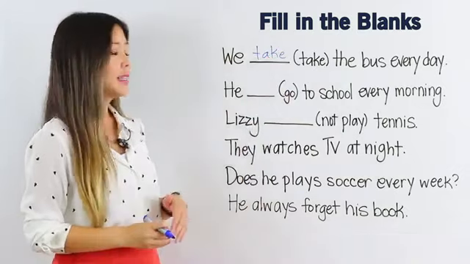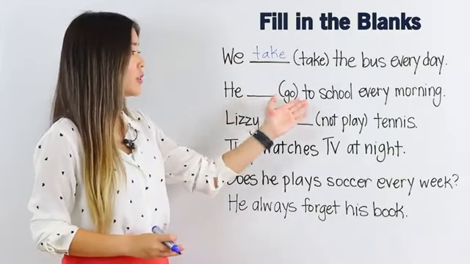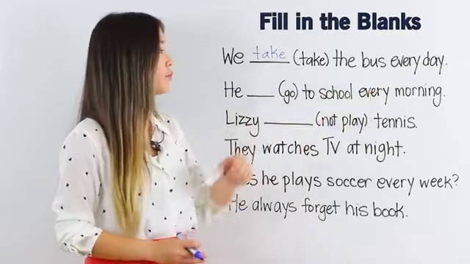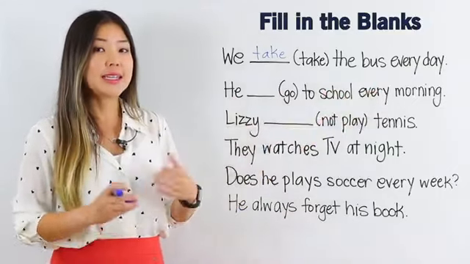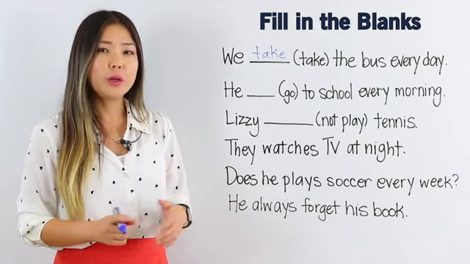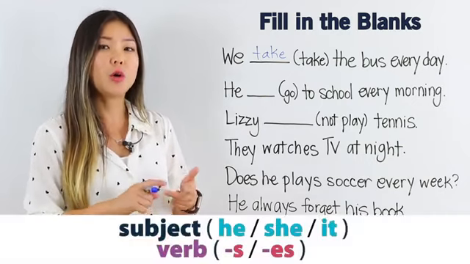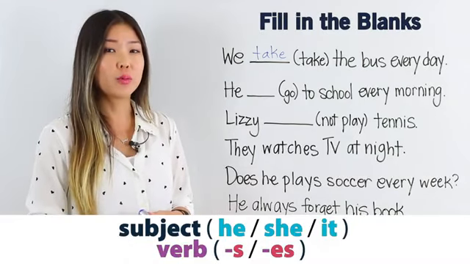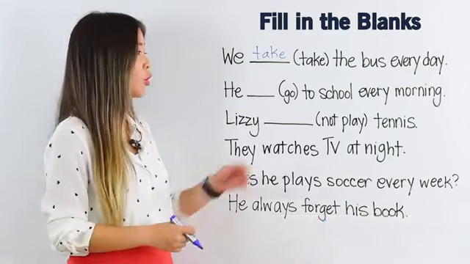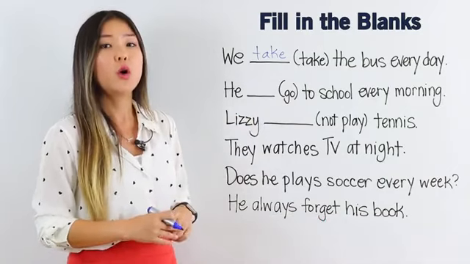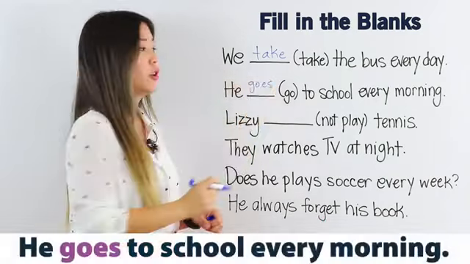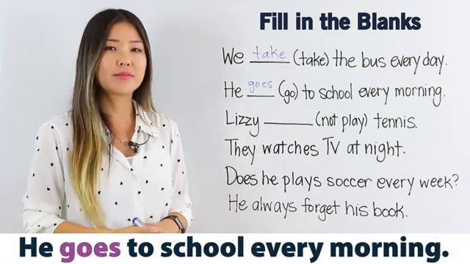In the second sentence, it says he blank to school every morning. Again, a routine. The subject here is he. What do we do if the subject is he, she, or it? We add S or ES to the verb. In this example, the verb is go. So we have to add ES. He goes to school every morning.